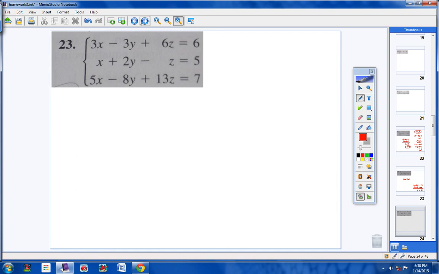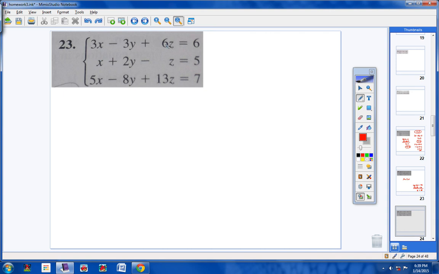Okay guys, let's move on to number 23. The directions are the same. We're going to solve this. It looks like it might be the easiest. Z's look like they're pretty easy because you have a 1z right here, but I mean 13's pretty big. 3 and 2 might work. I'm going to go with my x's.